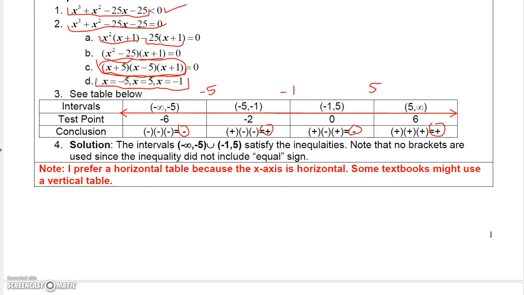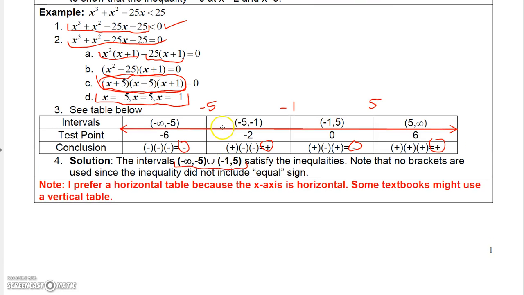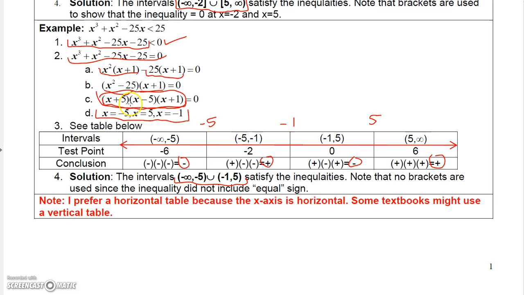Now here we wanted to know, when is this polynomial less than 0? So to find when it's less than 0, I'm looking for the negatives. So negative infinity to negative 5 and negative 1 to 5. And notice here I didn't use brackets because it didn't ask when it equaled 0. I just wanted to know when it was less than 0. So those are the solutions.